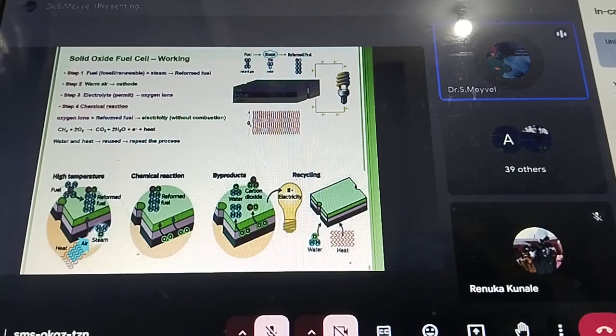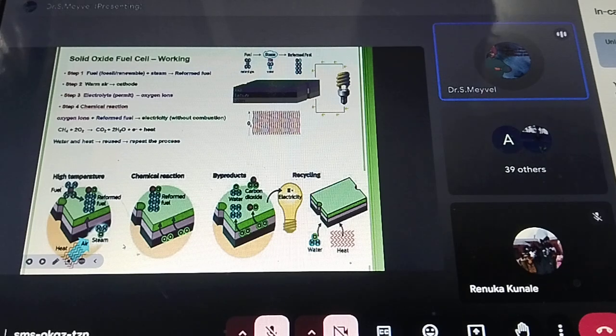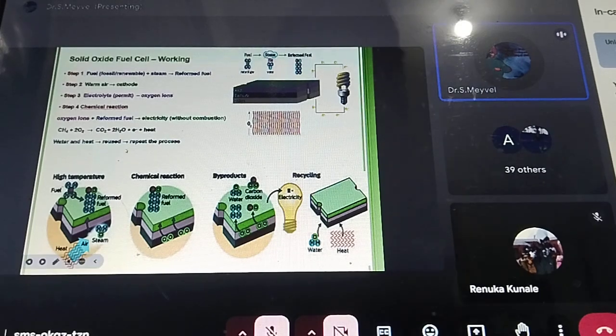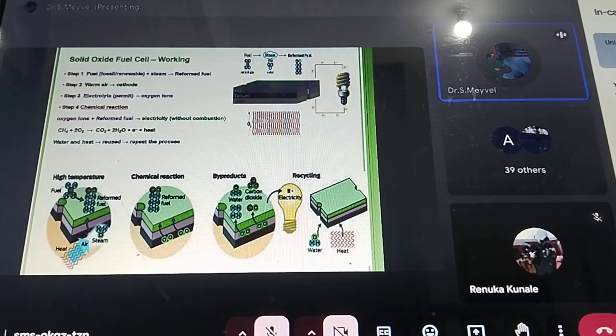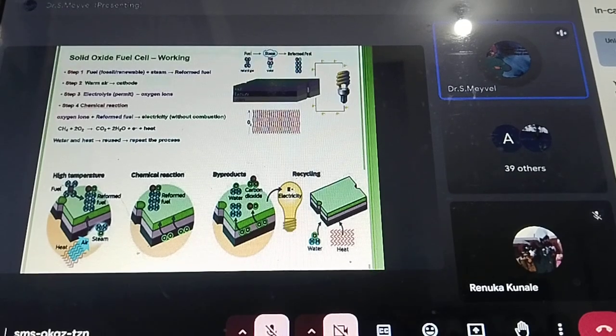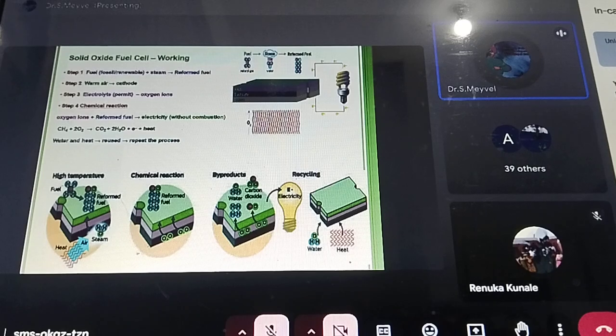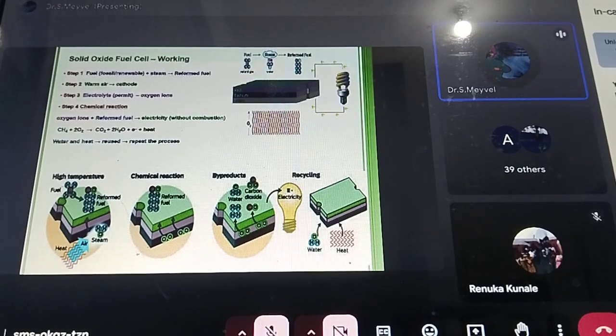Next one is the working of the solid oxide fuel cell. How it works at high temperature: heat mixes with the air entering the cathode side to create the steam. The steam mixes with the natural gas, creating the reformed fuel. The reformed fuel is nothing but hydrogen and carbon monoxide, made by the reaction of hydrocarbons with water.